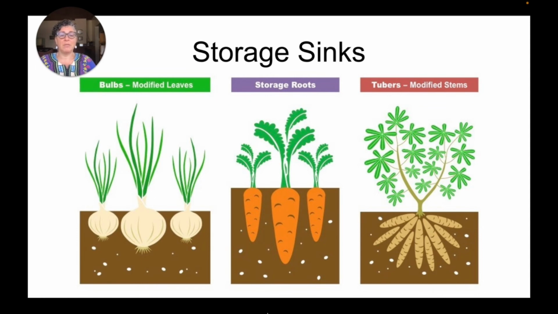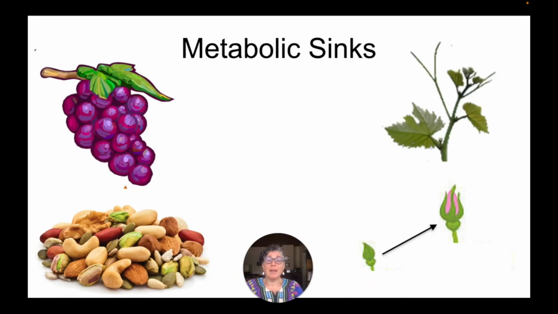And then we have tubers, which are modified stems. So these are underground stems, which then will become the sink for a potato plant, for example. And then we have metabolic sinks. So what are some examples of the metabolic sinks? These are the structures that you see here.